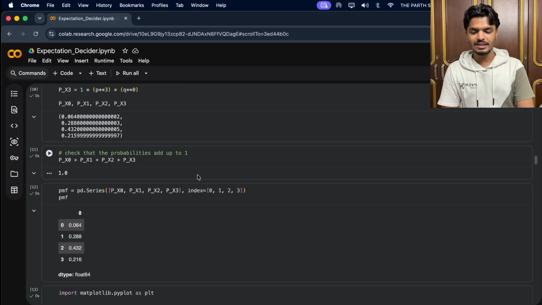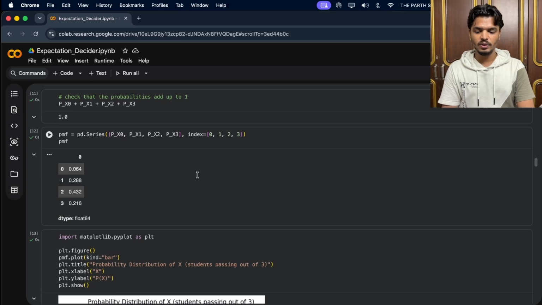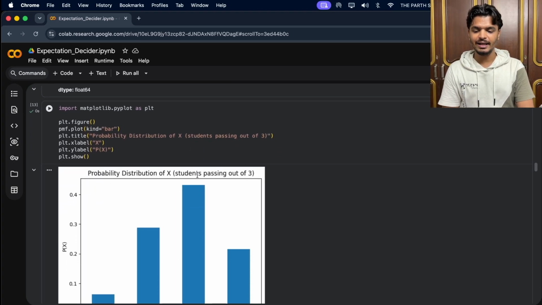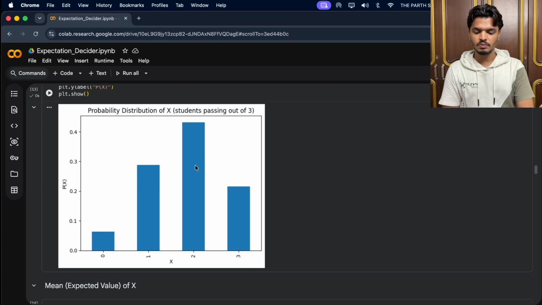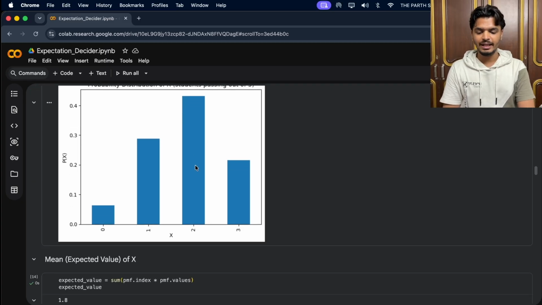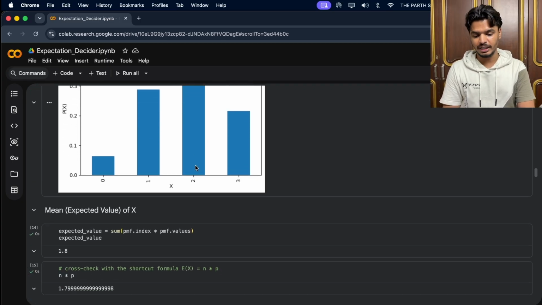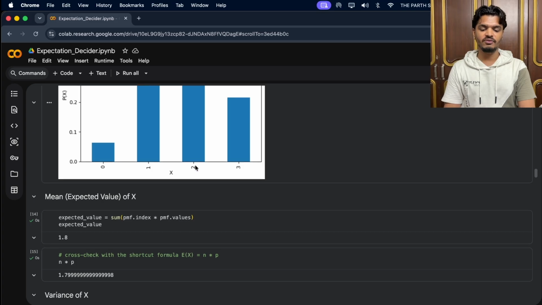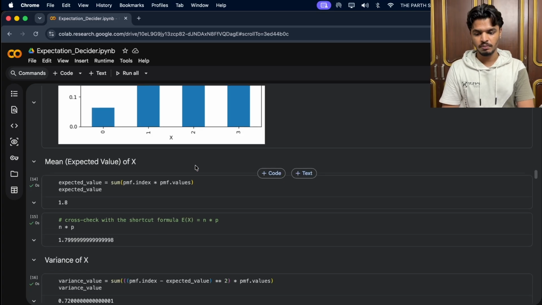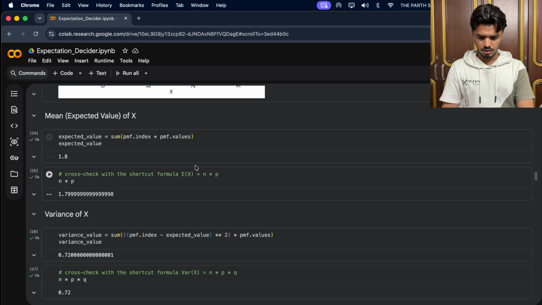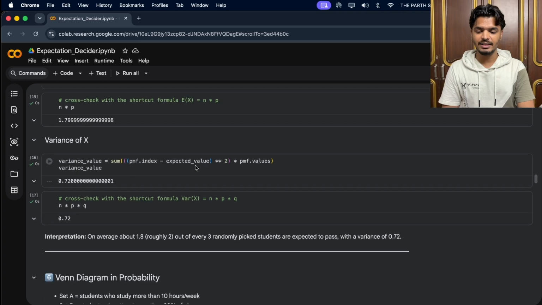I also plot this as a bar chart, and we can clearly see that X equals 2 is the most likely outcome. Then I calculated the mean, which is 1.8, meaning about 2 out of 3 students are expected to pass, and the variance, which is 0.72, both cross-checked against the shortcut formula, and they matched exactly.